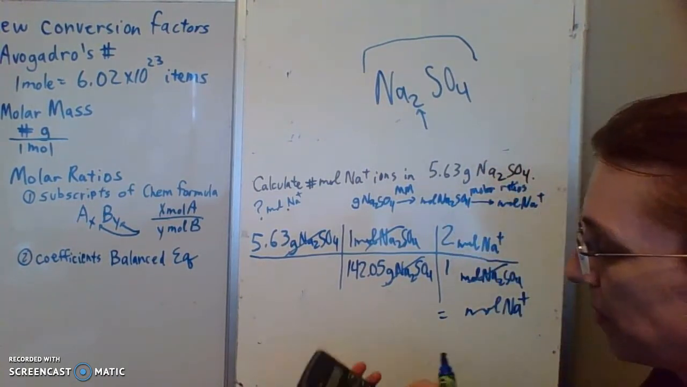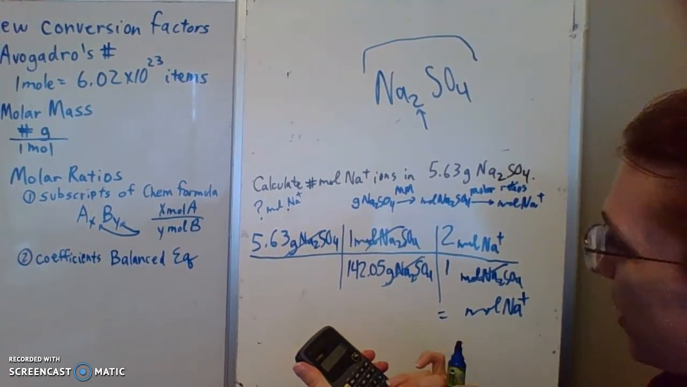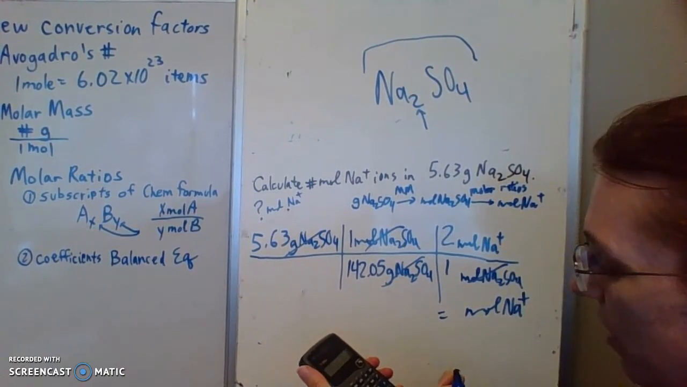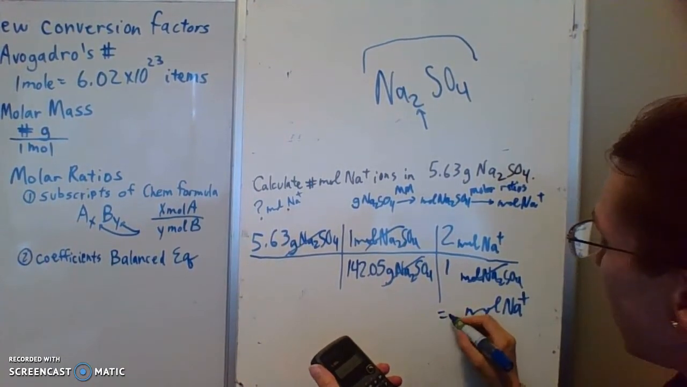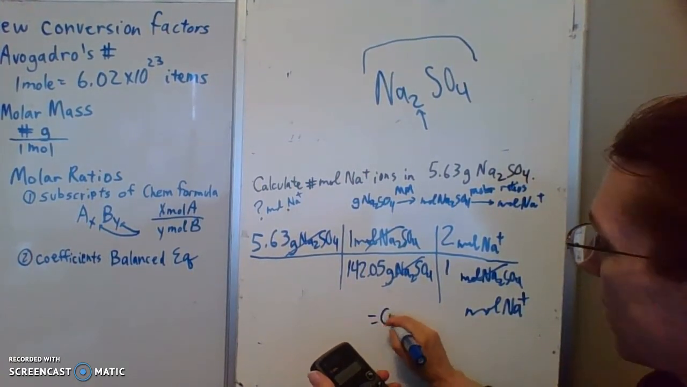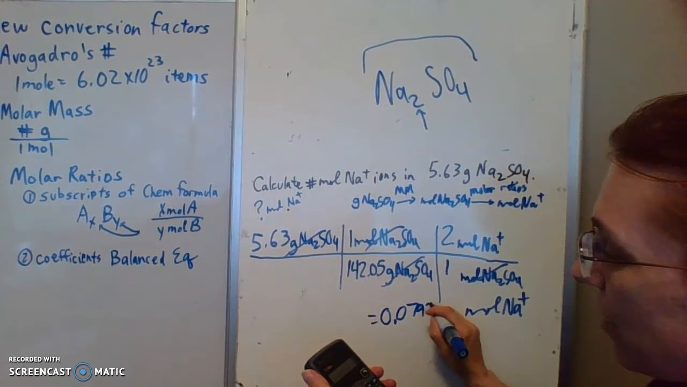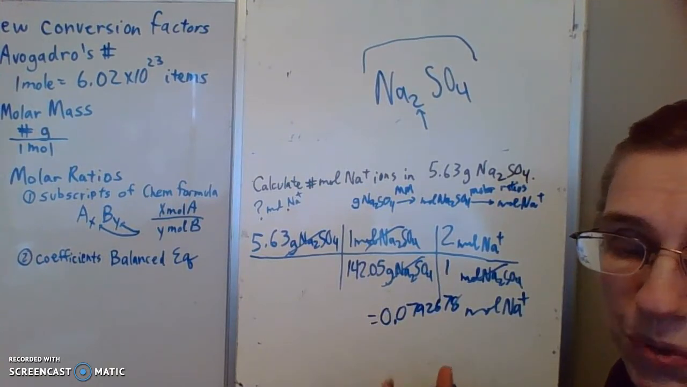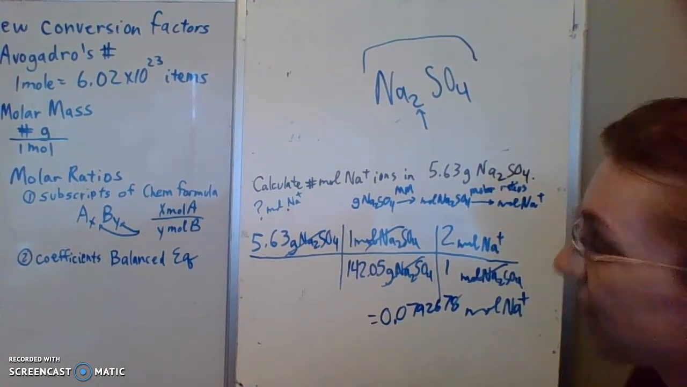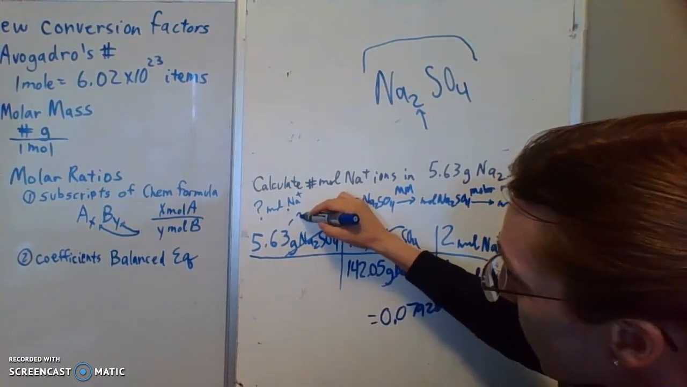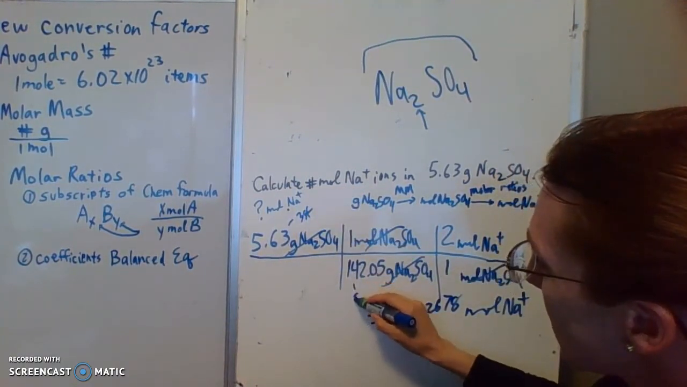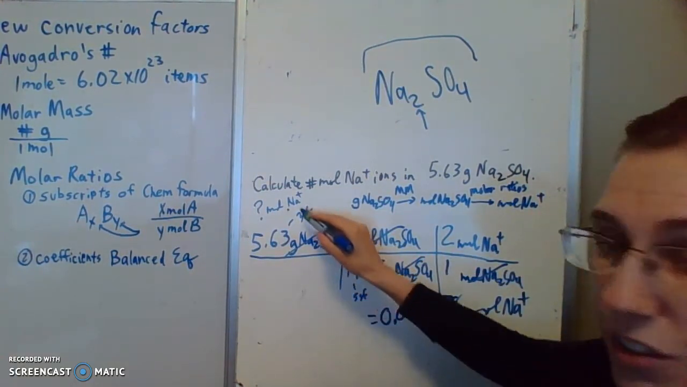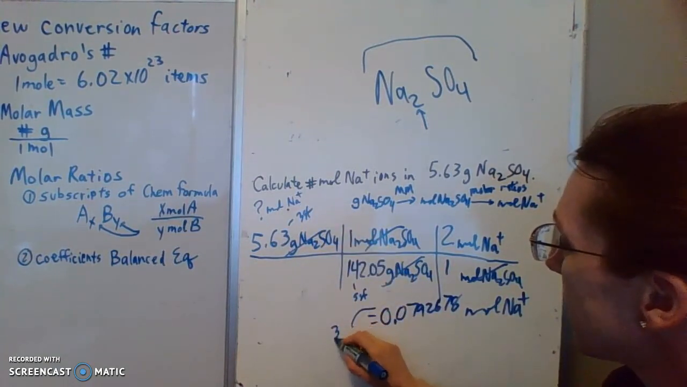So let's go ahead and do that problem. 5.63 times 1 times 2 divided by 142.05 divided by 1. And we get, from our calculator, 0.079267 and so on. What do we have to do before moving on to the next problem? Significant figures. Always significant figures. So we have 3 significant figures here. We've got 5 significant figures here. That's an exact number, that's an exact number, and that's an exact number. 3 and 5, the lowest is 3, so we need 3 significant figures here.